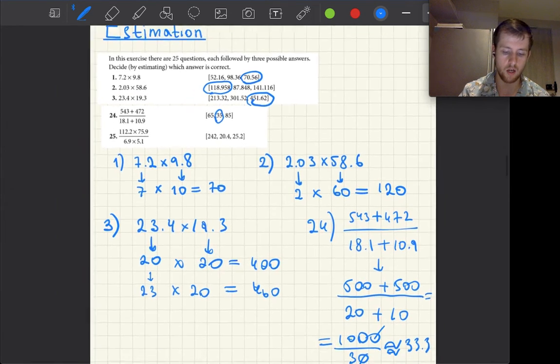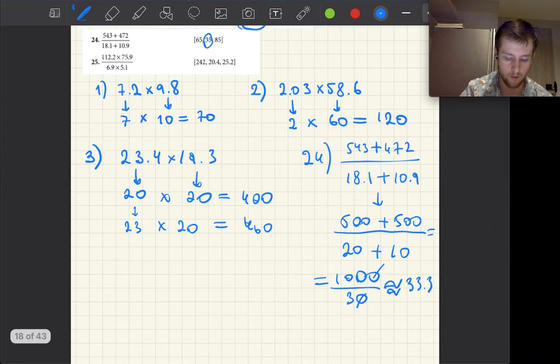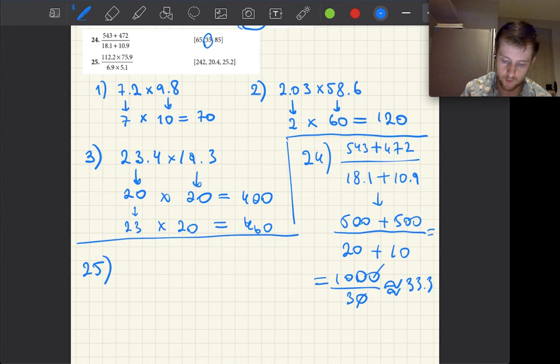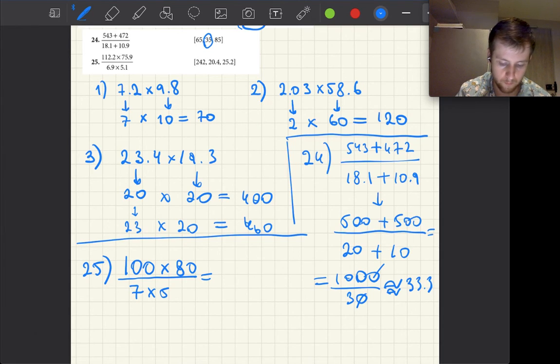Okay, and finally number 25, let's do it here. I will try to separate this a little bit because it becomes a bit messy already. So 112, let's round it to 100 times 80 divided by 7 times 5. This is going to be around 8,000 divided by 35.